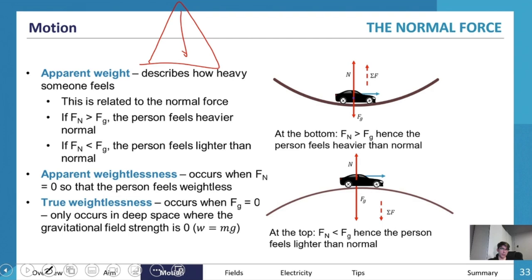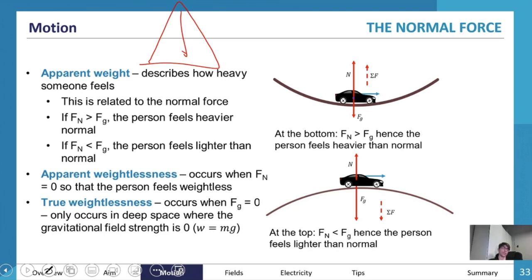I know Vika is not a big fan of these words: apparent weight, apparent weightlessness, and true weightlessness. But it is very easy to use them to describe what's happening. Apparent weight is what you currently feel like. Apparent weightlessness occurs when the normal force is equal to 0, and true weightlessness is when the weight force is actually equal to 0.